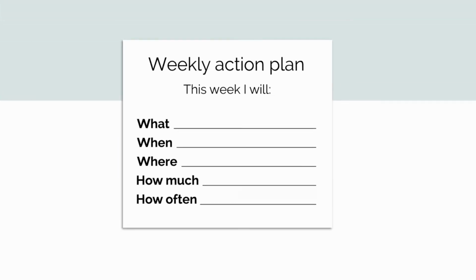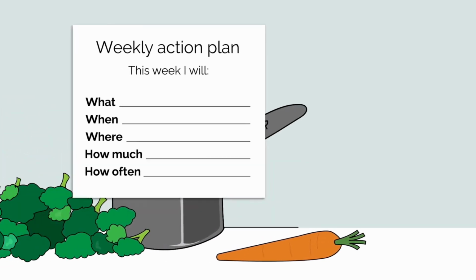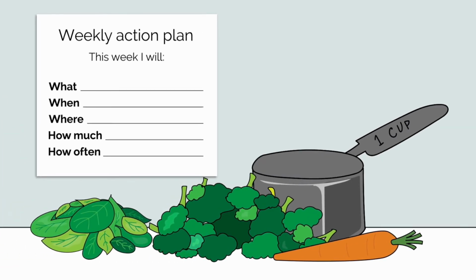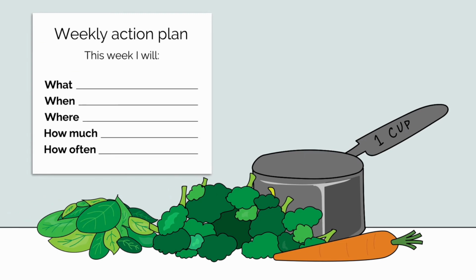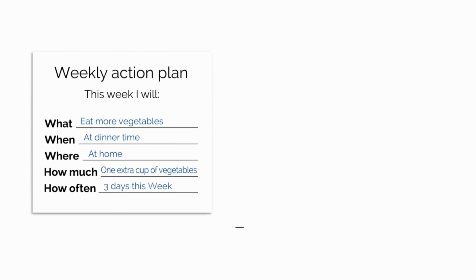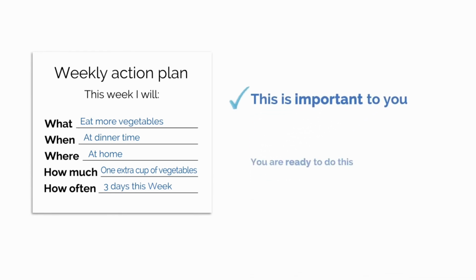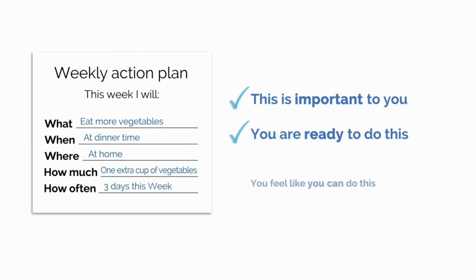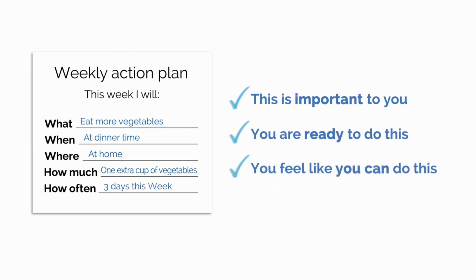Using the example of a goal to eat healthy, an action plan for the week may look something like this. This week, I will eat more vegetables. At dinner time. At home. 1 extra cup of vegetables. 3 days this week. Once you make your action plan for the week, make sure you feel this small change is important to you. You are ready to do it, and you are confident that you can do it.